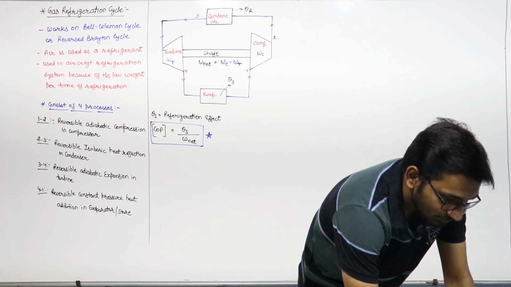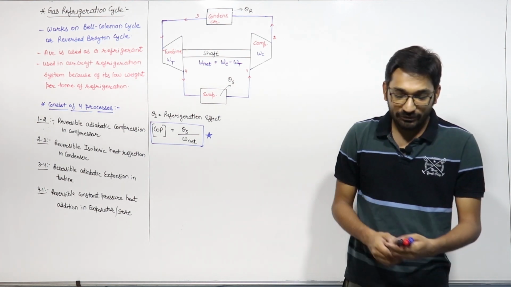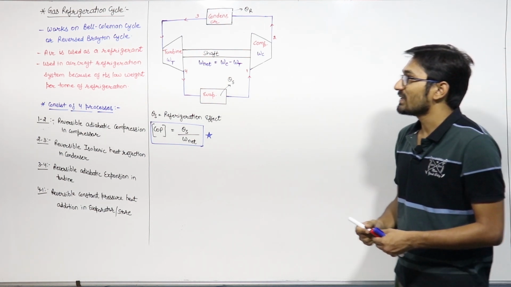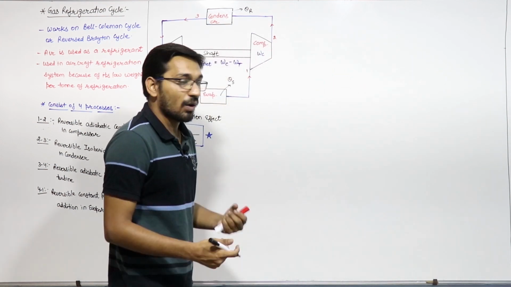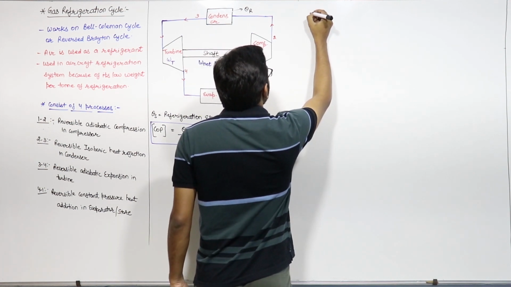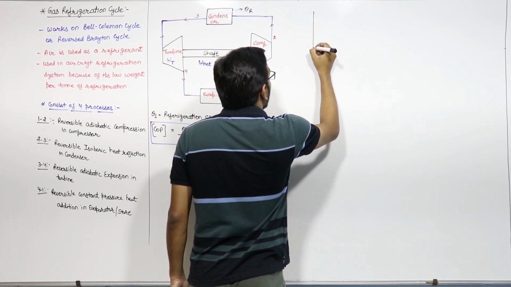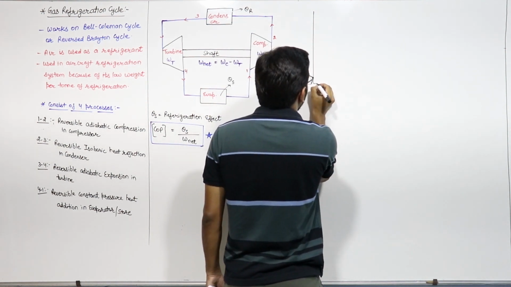Now, let us draw this reversed Brayton cycle in PV and TS diagram. Let us plot the PV and TS diagram for this. First of all, let us draw the PV diagram.